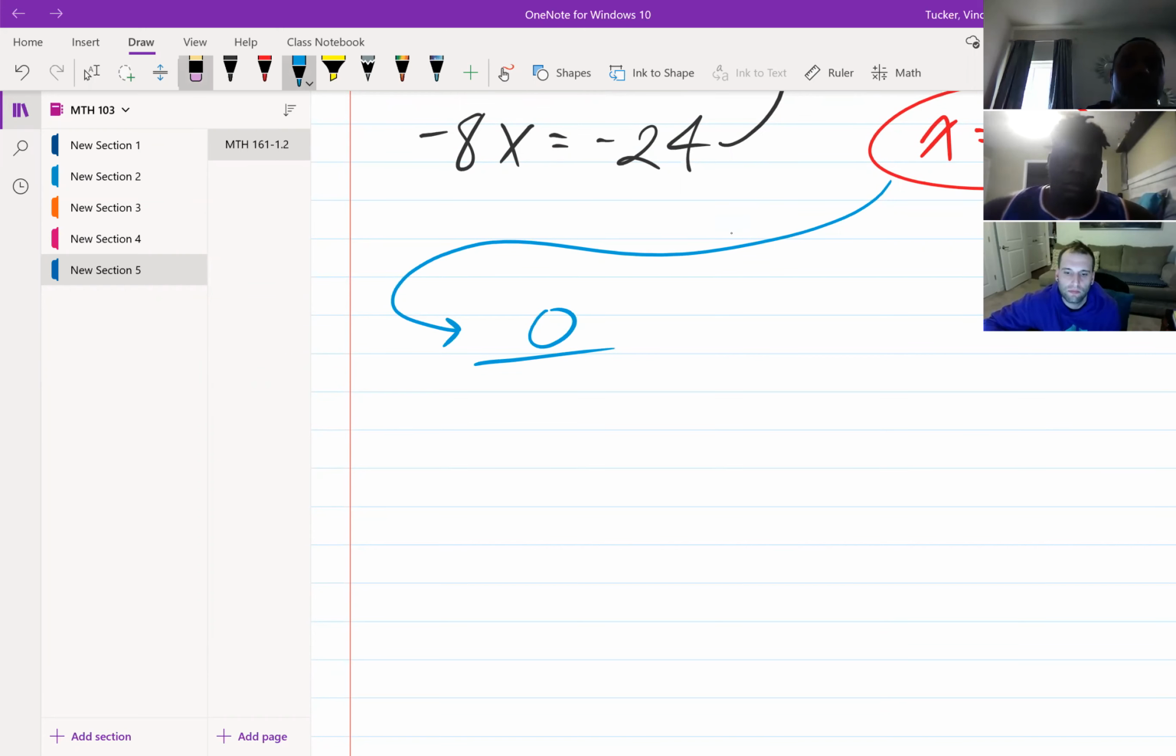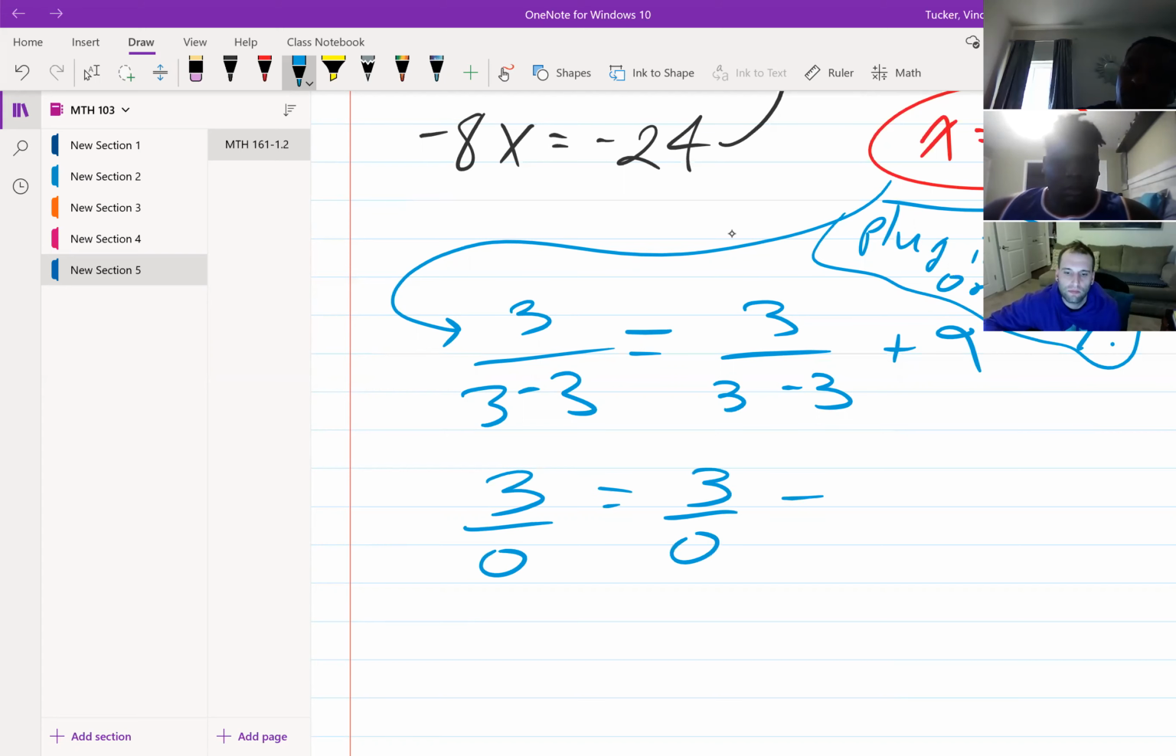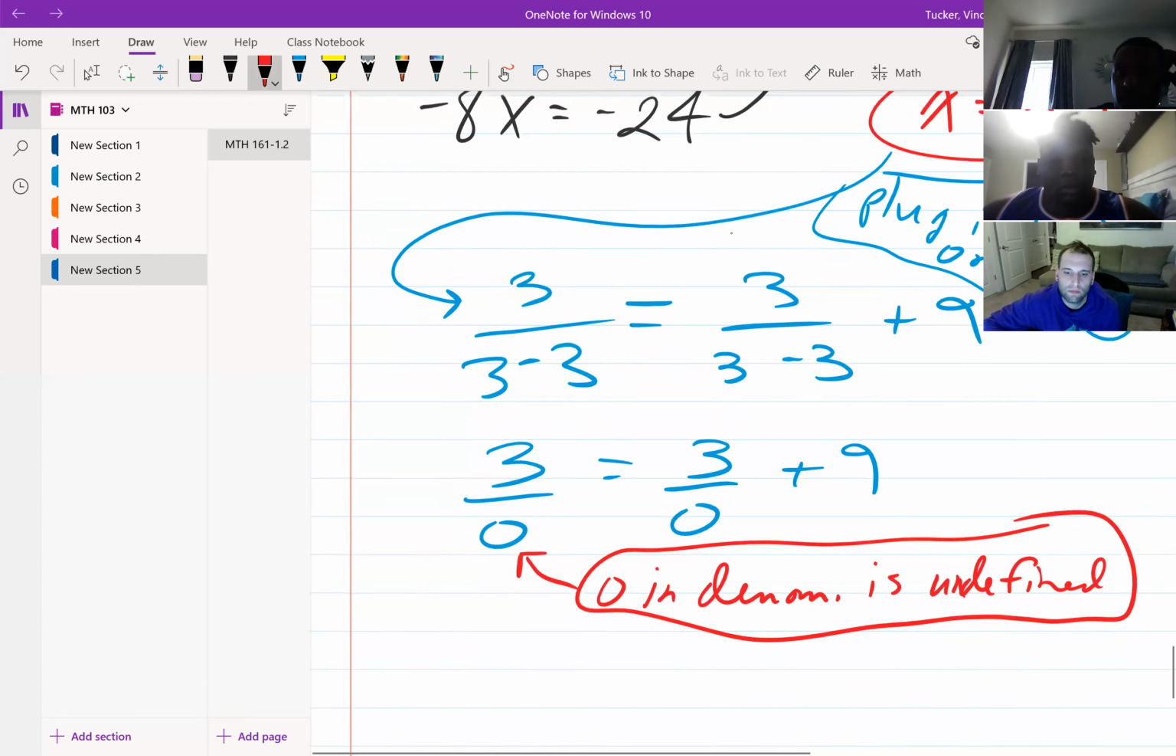That'd be 0. So if I were to plug that back in, I get 3 over 3 minus 3 equal to 3 over 3 minus 3 plus 9. And notice I get 3 over 0 in two places, but it doesn't matter as long as I get it in one spot. That messes me up, because remember, 0 in your denominator is undefined. And we can't have that. So if you have 0 in your denominator, that is undefined.